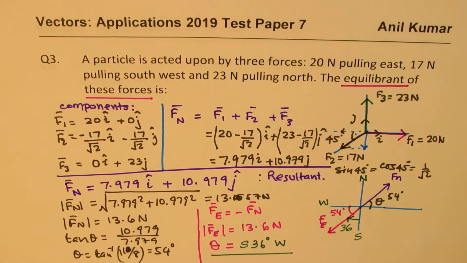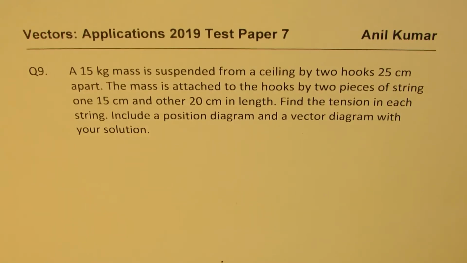I hope that helps. The question here is, a 15 kg mass is suspended from a ceiling by two hooks 25 centimeter apart. The mass is attached to the hooks by two pieces of strings, one 15 centimeter and the other 20 centimeter in length. Find the tension in each string. Include a position diagram and a vector diagram with your solution. I would like you to pause the video, answer this question, and then look into my suggestions.